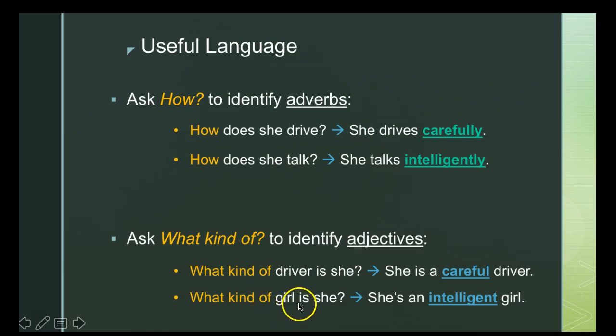What kind of girl is she? And our answer needs an adjective. She's an intelligent girl. What kind of girl? An intelligent girl.